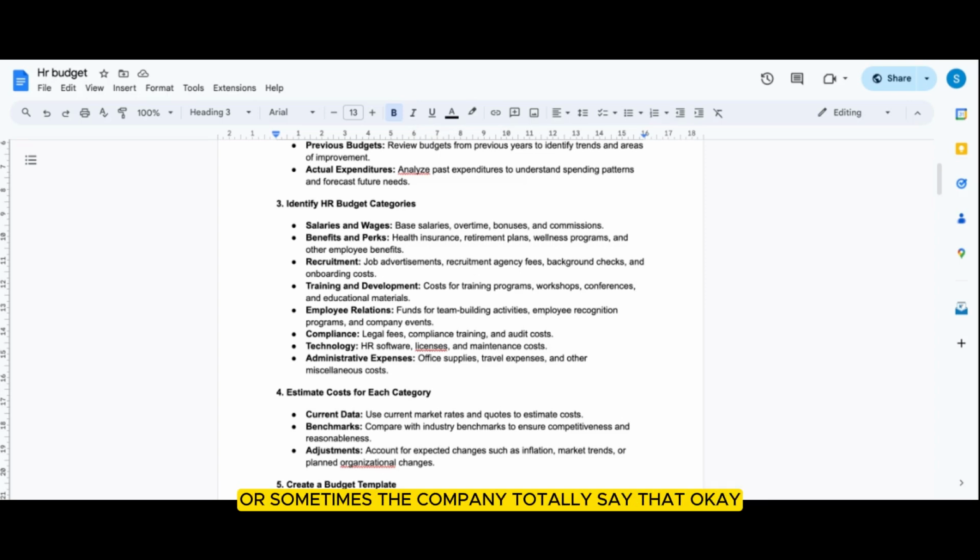Or sometimes the company totally says that okay, we just want to go maximum, we want to increase only 5% because we already have x number of employees. That's totally your decision. When you already have data, you have the upper hand because you just see the market, how the market is growing year by year, and you put the percent. But when you don't have data, then you have to do the entire job evaluation, job planning, organization structure, and then you put the budget.